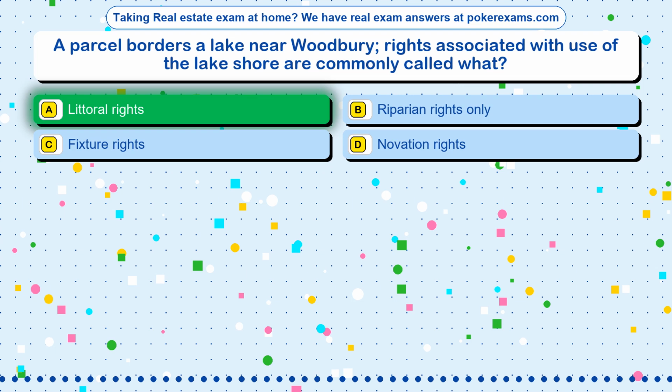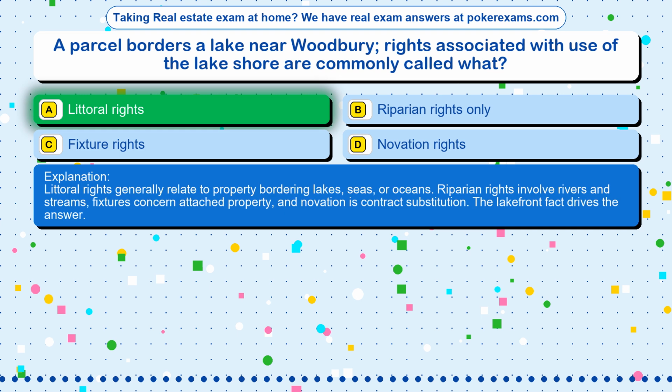The correct answer is option A, literal rights. Literal rights generally relate to property bordering lakes, seas, or oceans. Riparian rights involve rivers and streams. Fixtures concern attached property, and novation is contract substitution. The lakefront fact drives the answer.